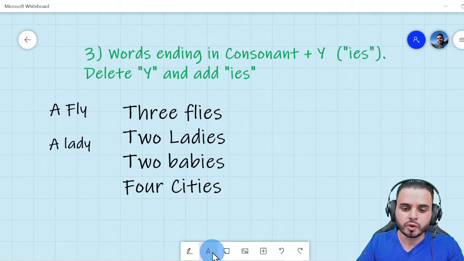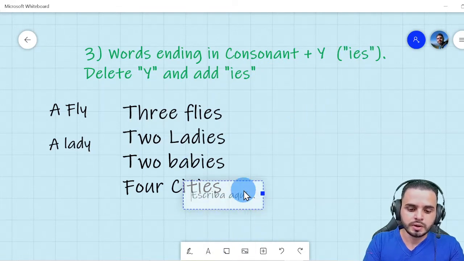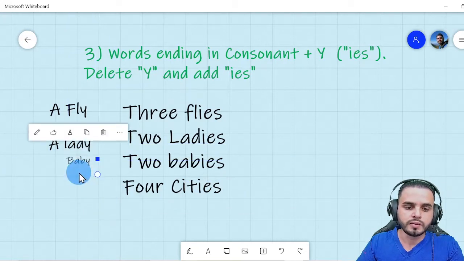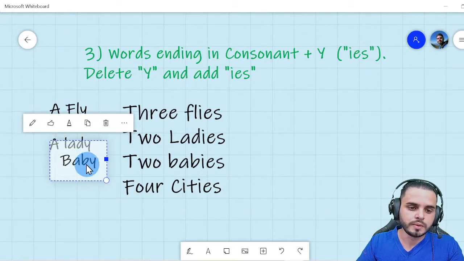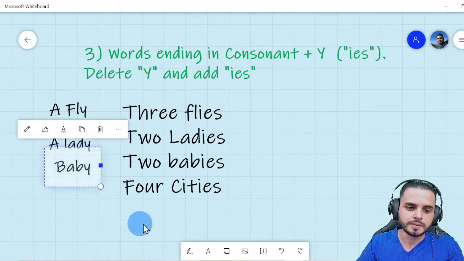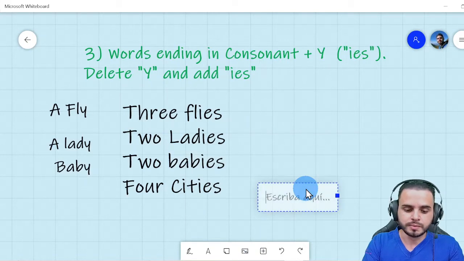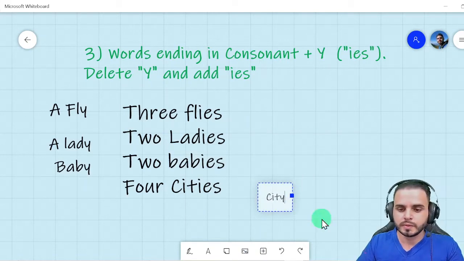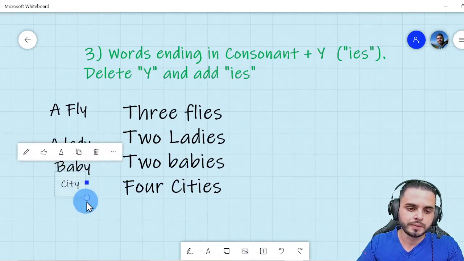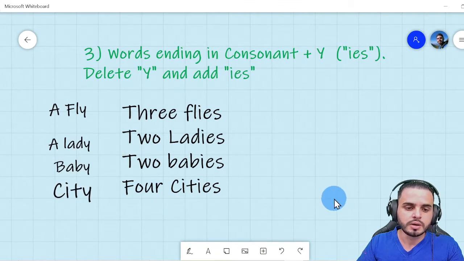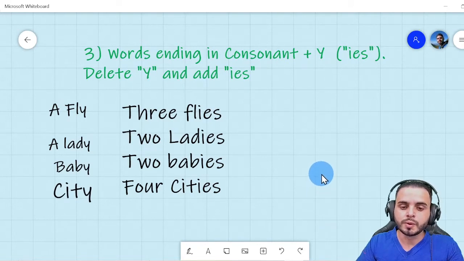The same happens for babies. Okay, so the word is baby for one, but if you have two or more, you say babies. And the same happens for other words like city. So I'm going to put it here. So maybe you say, okay, last year I went to four different cities, to four cities.